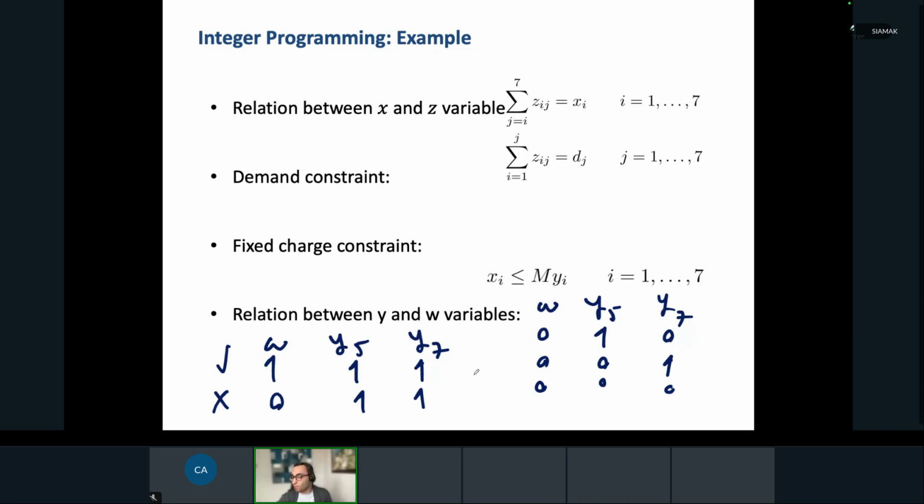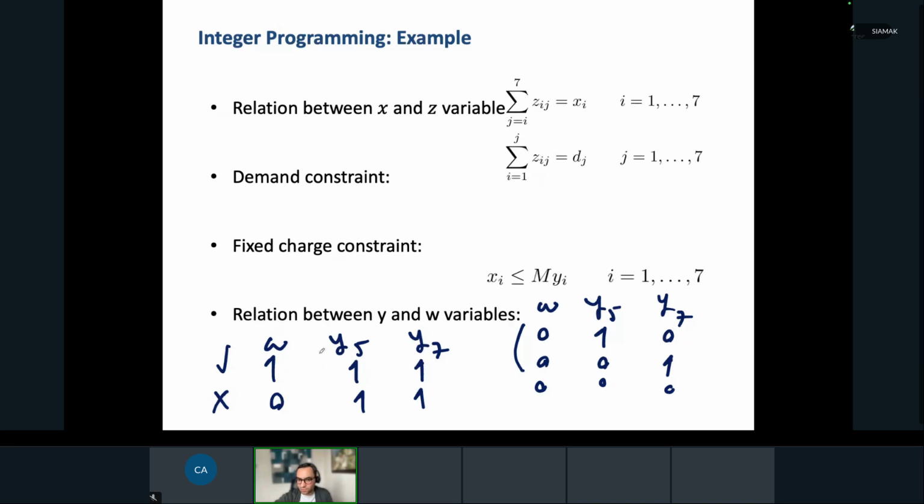Okay. Now, you can see from these ones that if one of them is equal to 0, then W should become equal to 0. And if both of them are equal to 1, then W should also be equal to 1. Someone wrote in the chat box that I saw: y5 plus y7 should be greater than or equal to W. Does it work with this one?